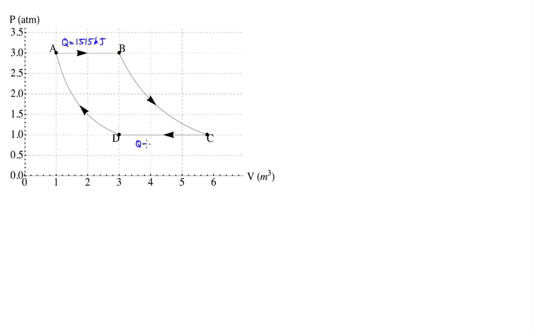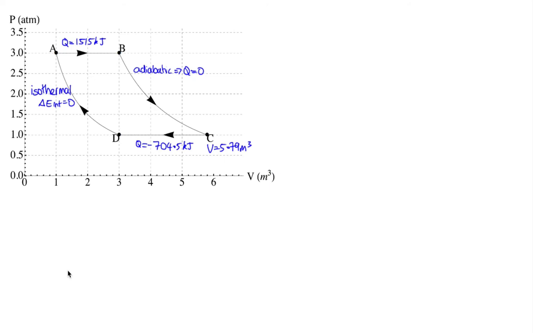So here we can put Q is equal to minus 704.5 kilojoules. The process from B to C is adiabatic, which tells us that Q is equal to 0. And from D to A is isothermal, so the change in internal energy is equal to 0. And the volume at C is 5.79, so here volume is equal to 5.79 meters cubed.